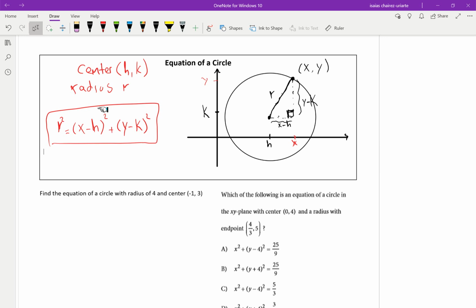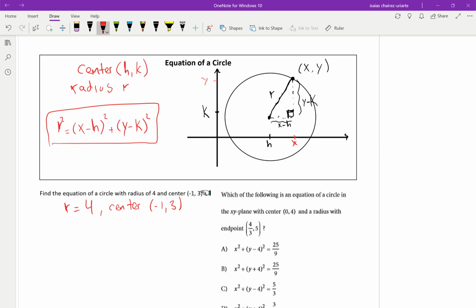I want to find the equation of a circle with radius 4 and the center at -1, 3. So right now you're supposed to come up with the equation. Pause the video, take a minute, and try to come up with the equation that's necessary here. Okay, so what's the equation that I need? They told me that my r is equal to 4. They tell me that the center is -1, 3.